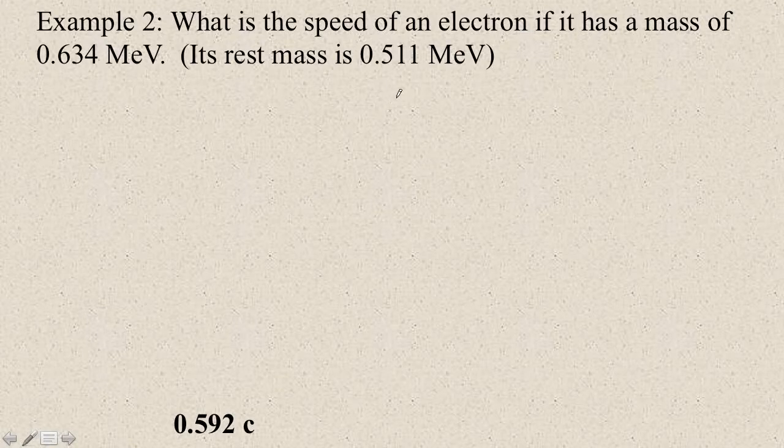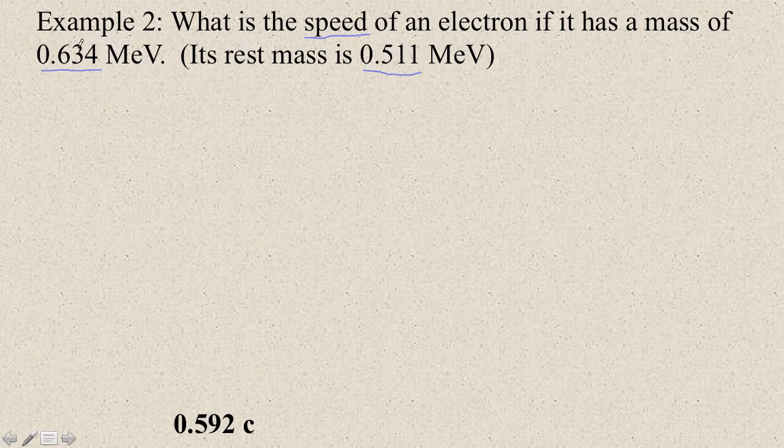Okay, let's do another example here. And this time we're not being asked to solve for the dilated or contracted quantity, right? We're actually being asked to solve for the speed of something. What is the speed of an electron if it has a mass of 0.634 MeV? Its rest mass is 0.511 MeV.